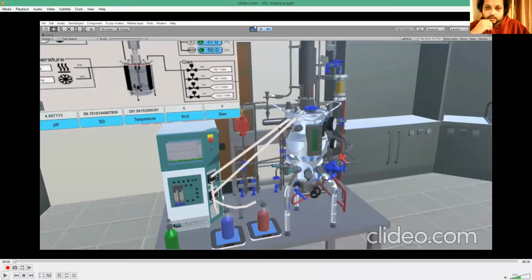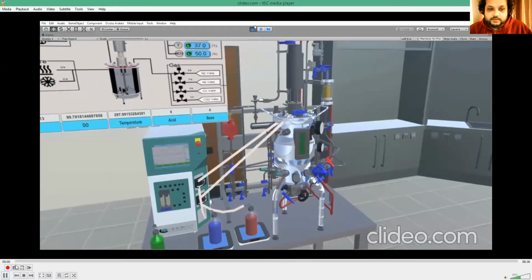Hi, welcome to our brief demonstration of our updated virtual bioreactor training simulation game. This is an updated version of the virtual bioreactor that we have been working on for quite some time. Now, here in this particular instance, we have tried to demonstrate a penicillin production simulation process.